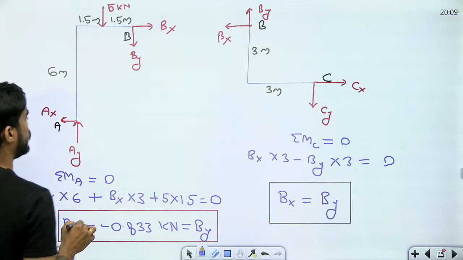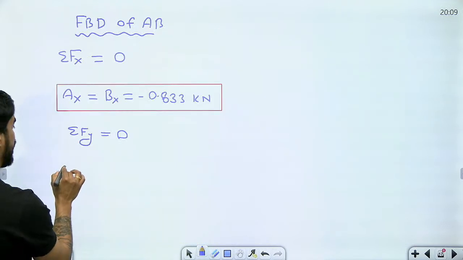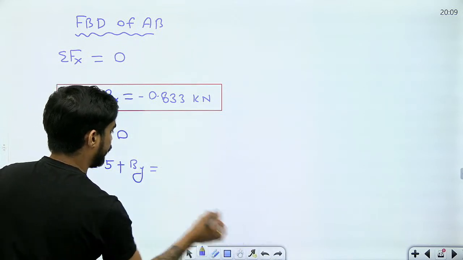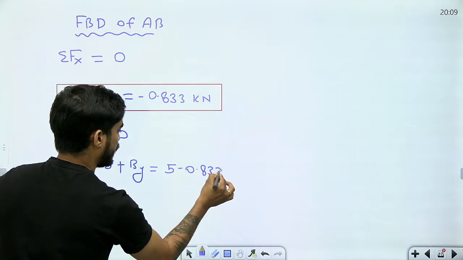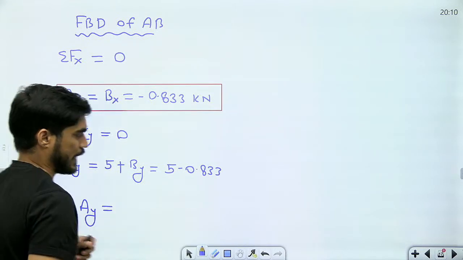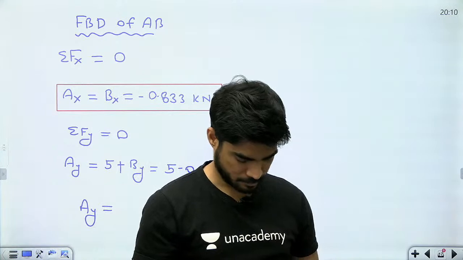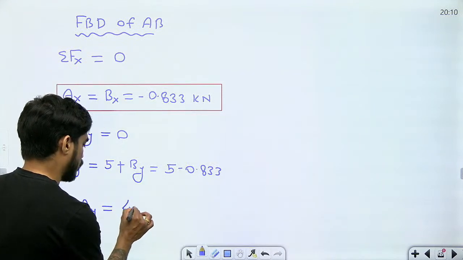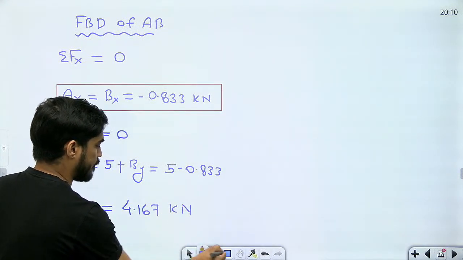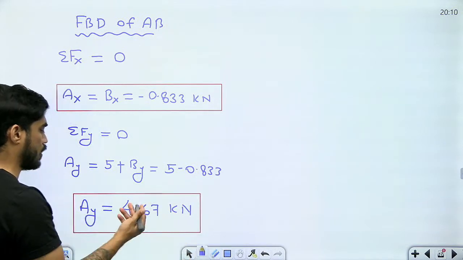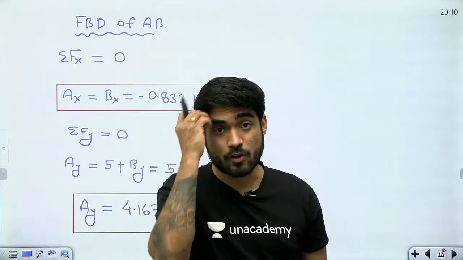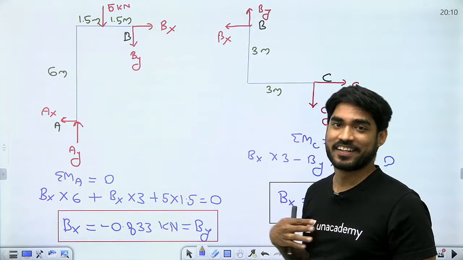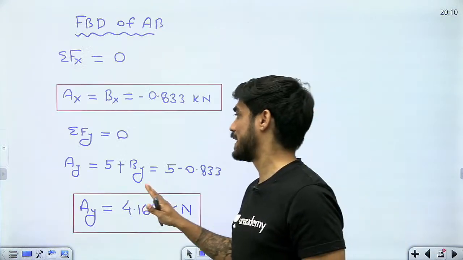Summation of fy equals to 0. ay will be 5 plus by, यानी कि 5 minus 0.833. तो ay will be 4.167 kilonewton. So ay is 4.167 kilonewton and it is positive, means my direction of ay is right. चलो कोई तो सही निकला, ay का डायरेक्शन मैंने सही लिया था, ठीक है.